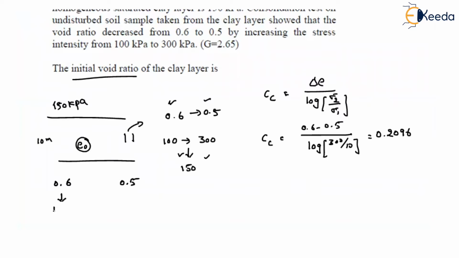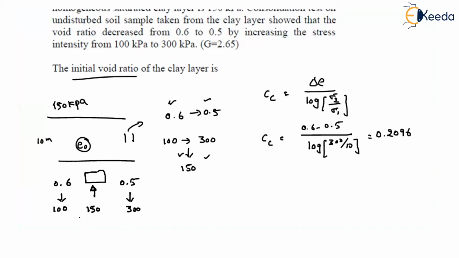Suppose the initial void ratio is 0.6 and 0.5. Corresponding to 0.6 void ratio, what is the stress? 100. Corresponding to 0.5, 300. Now where do we need it? We needed 150. If we need 150, what will be your void ratio? Don't think that as it is in the middle, it is directly 0.5 or something. But I can say that this void ratio will be in between 0.6 and 0.5.